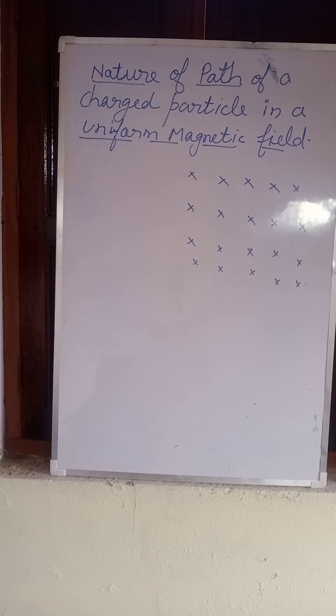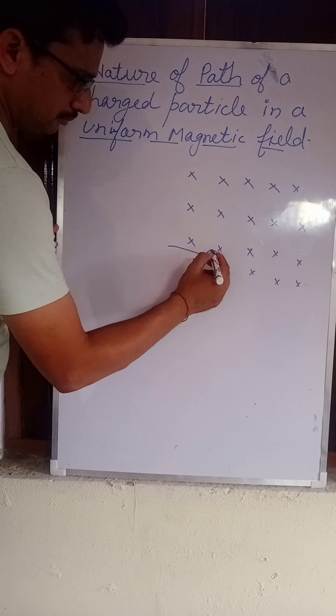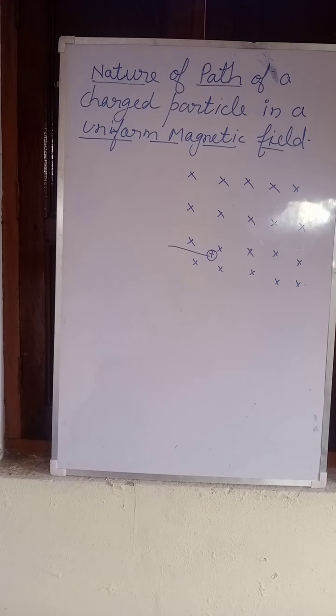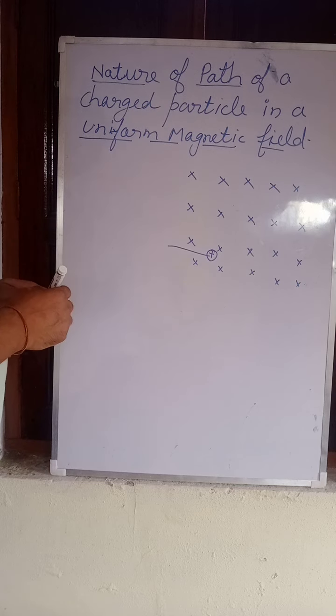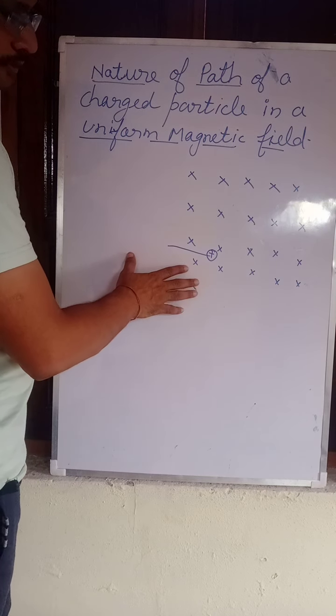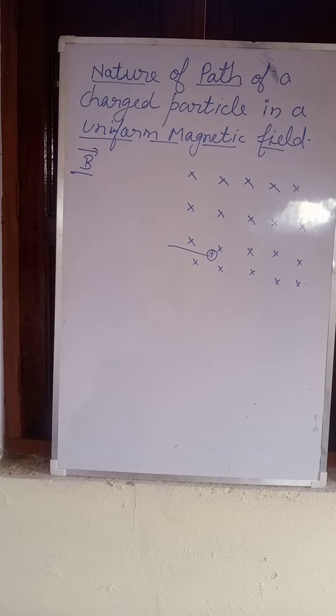Suppose a charged particle, a positive charged particle, enters in this magnetic field. The strength of this magnetic field we can suppose is B. Magnetic field we can represent by vector B, and the strength of this magnetic field is B. The charged particle enters in this magnetic field.